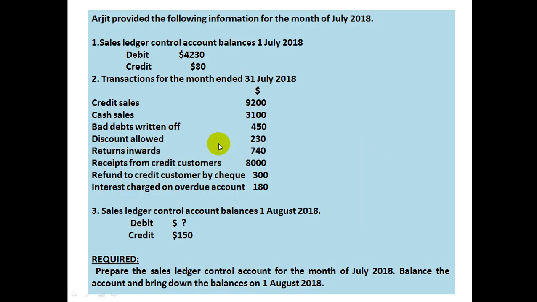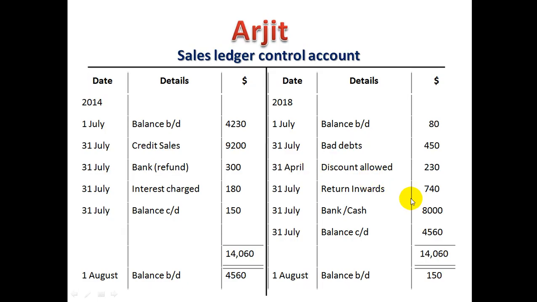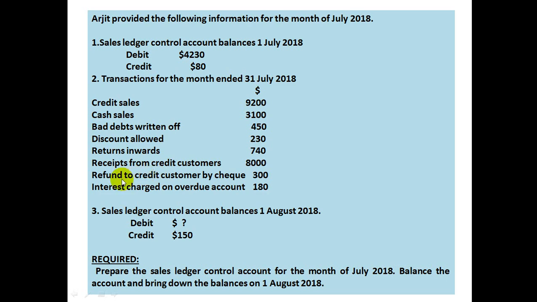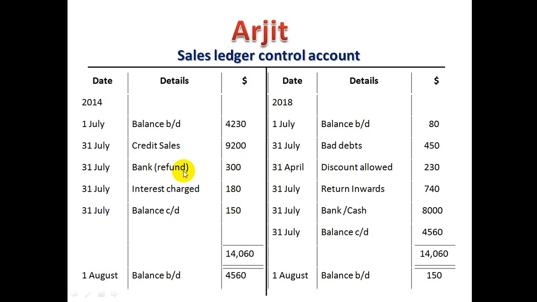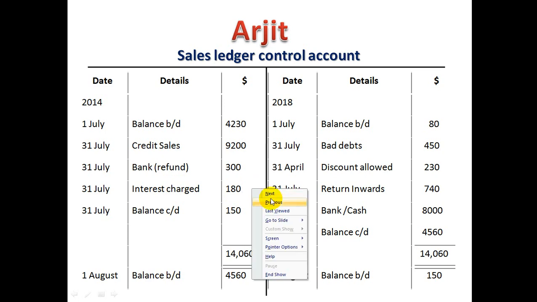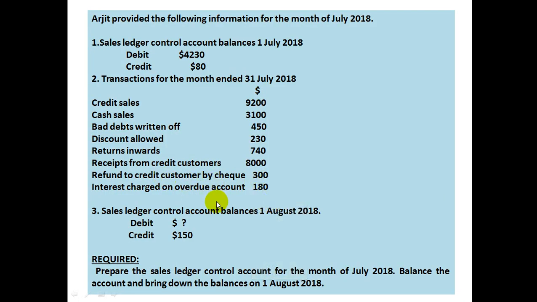Let's see more details. Receipt from credit customer. When a credit customer pays us the money, this is also recorded in the credit side because it's decreasing our trade receivable. Look at the next item. Refund to credit customer by cheque. Now we are refunding the money to the credit customer and this will be recorded in the debit side. Interest charged from the credit customer is increasing the receivable, therefore it will come in the debit side. Let's look at more details.